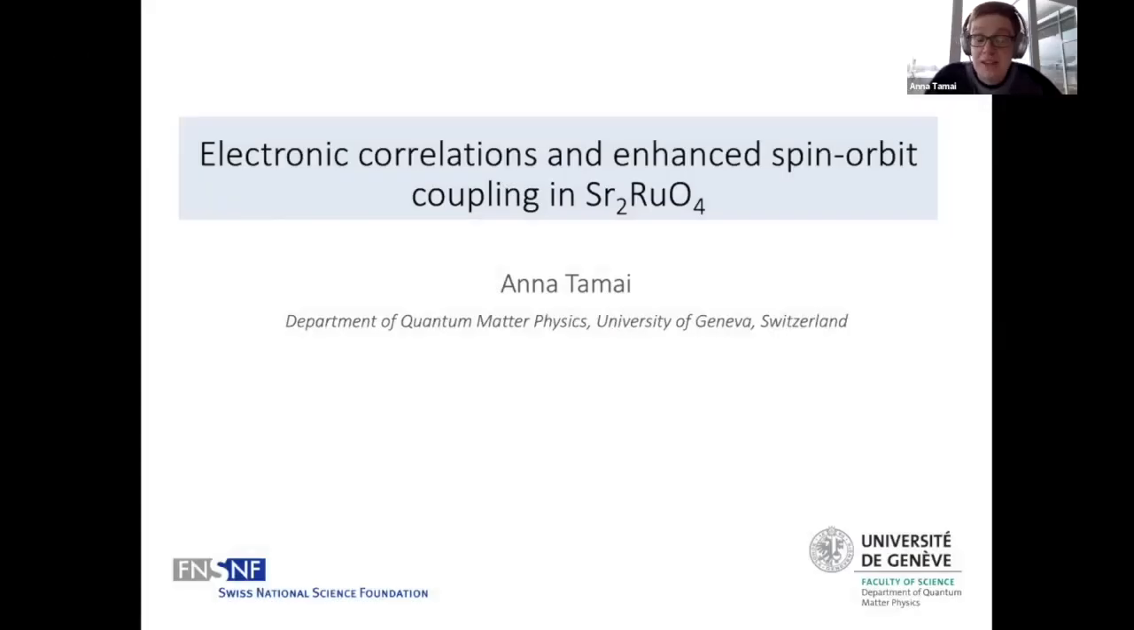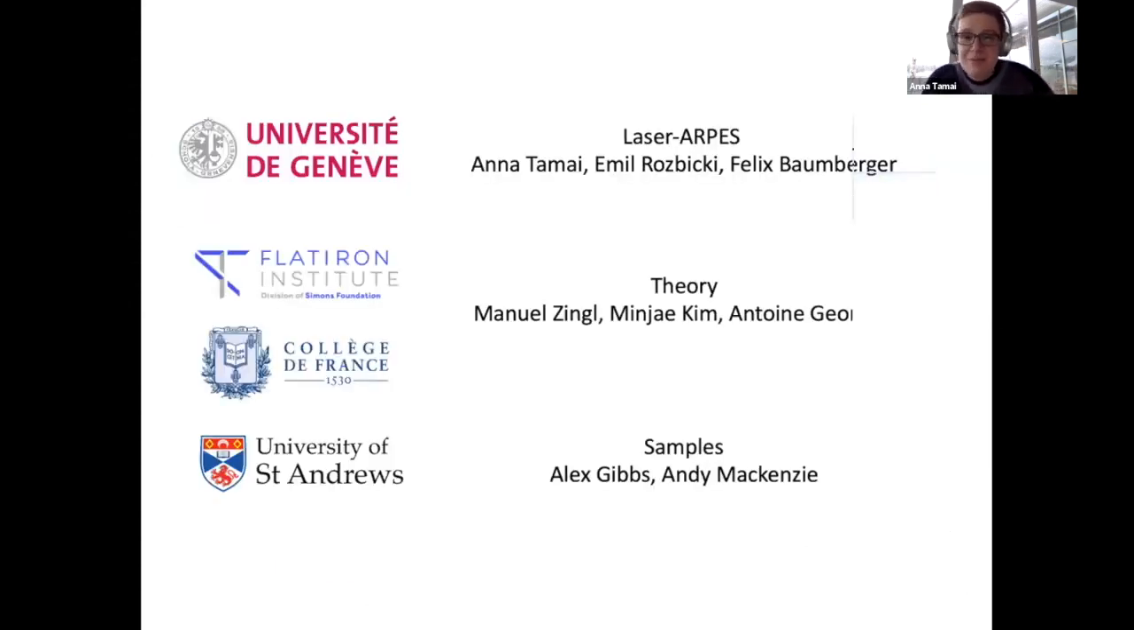I'm going to present experimental data on angle-resolved photoemission on single-layer strontium ruthenate. We worked on this material for many years. It was actually the project of our first PhD student in the group. But things started working and becoming interesting when we got high-resolution data from our home lab.